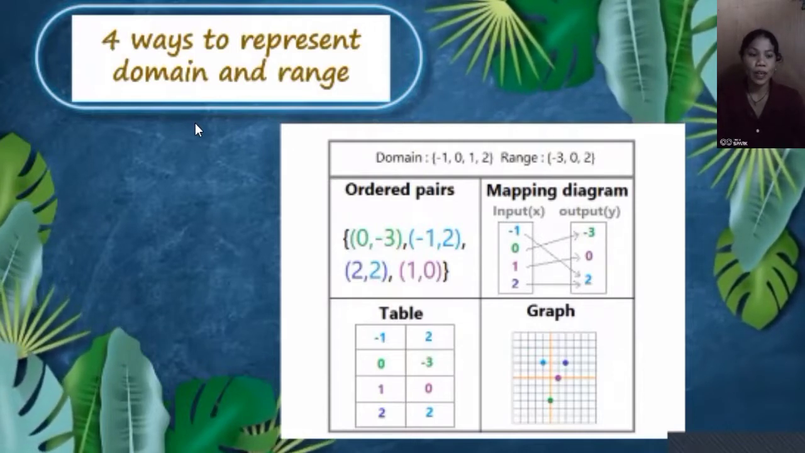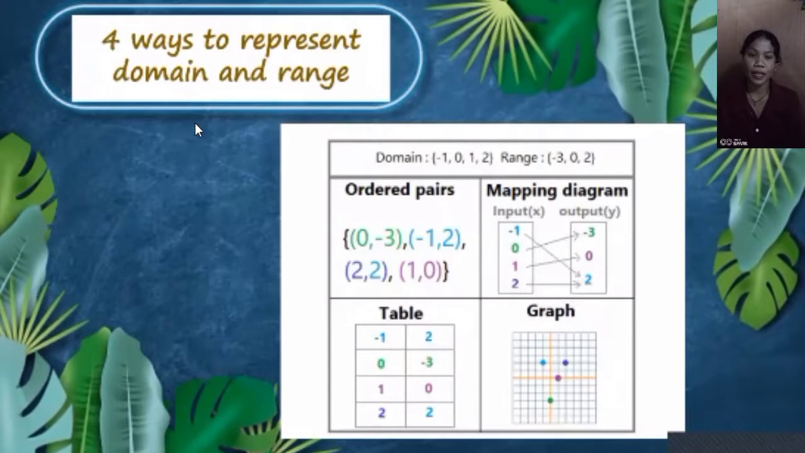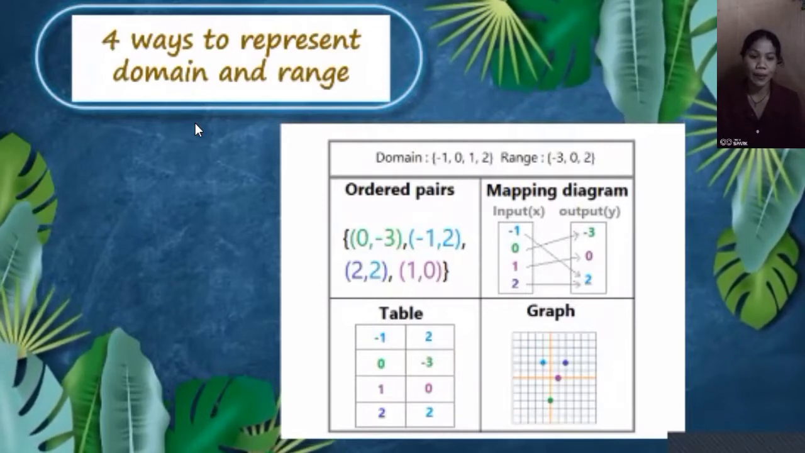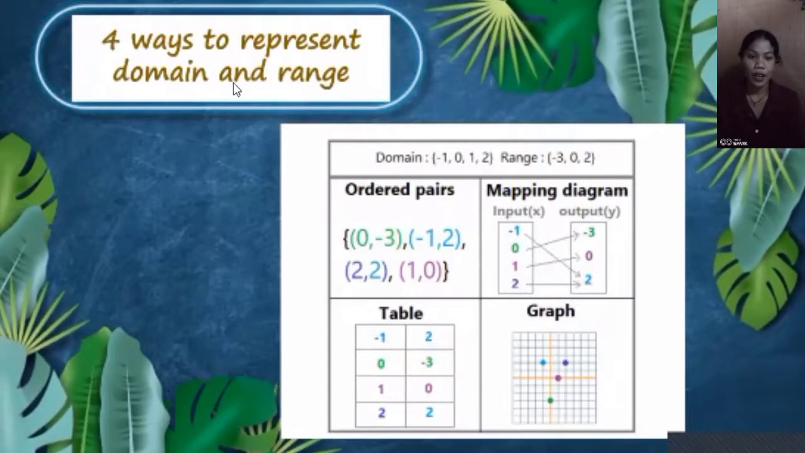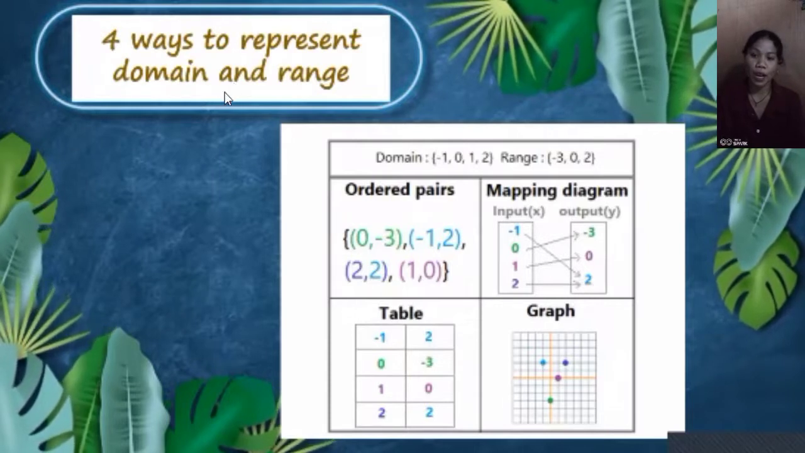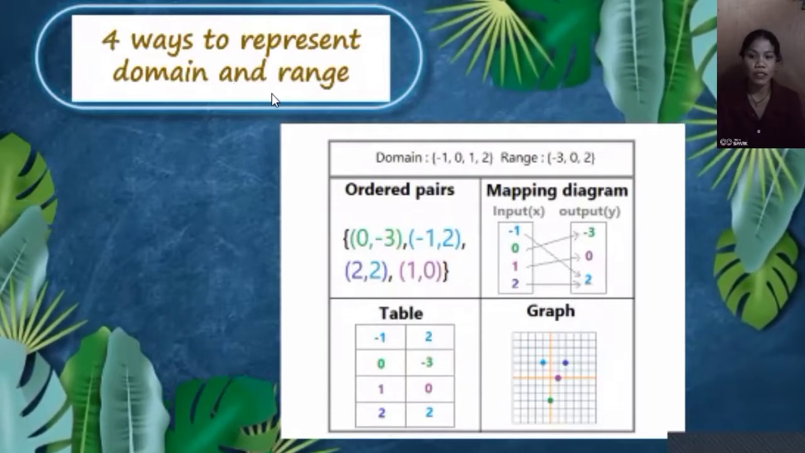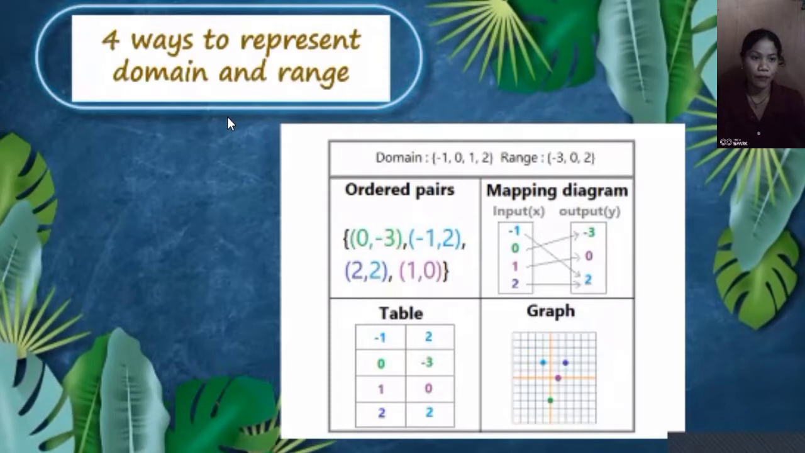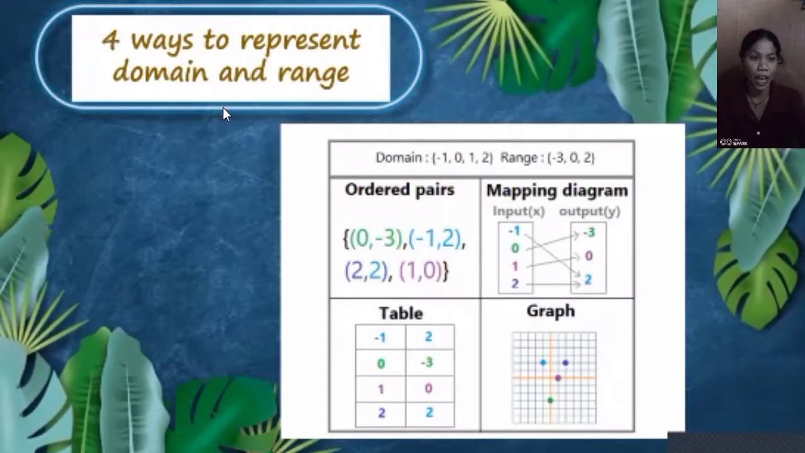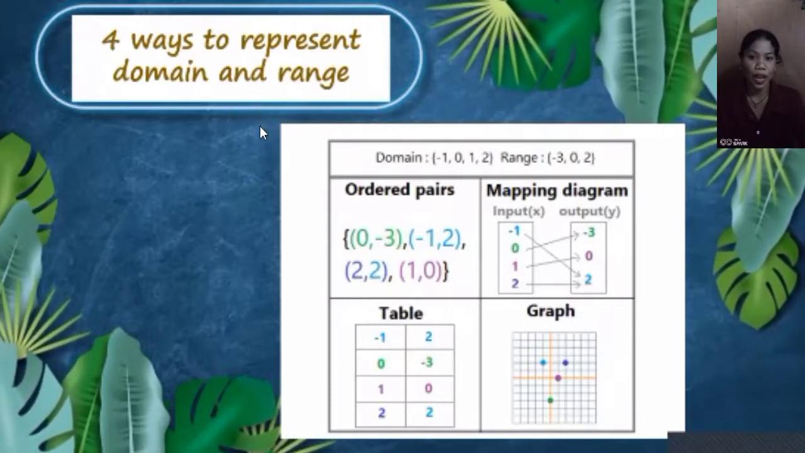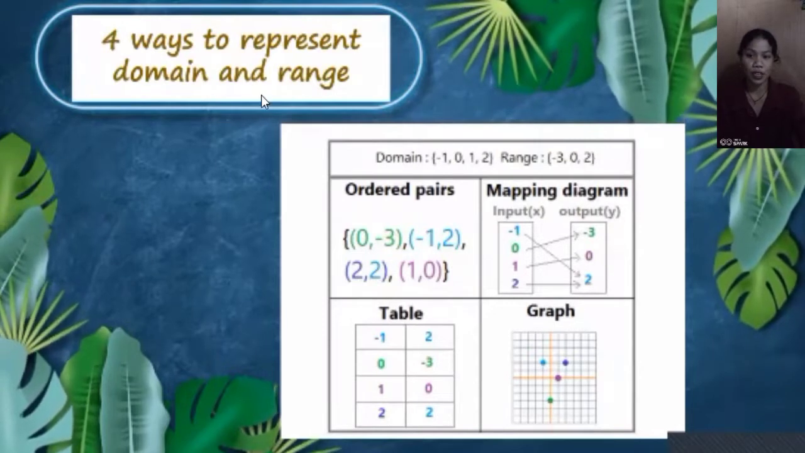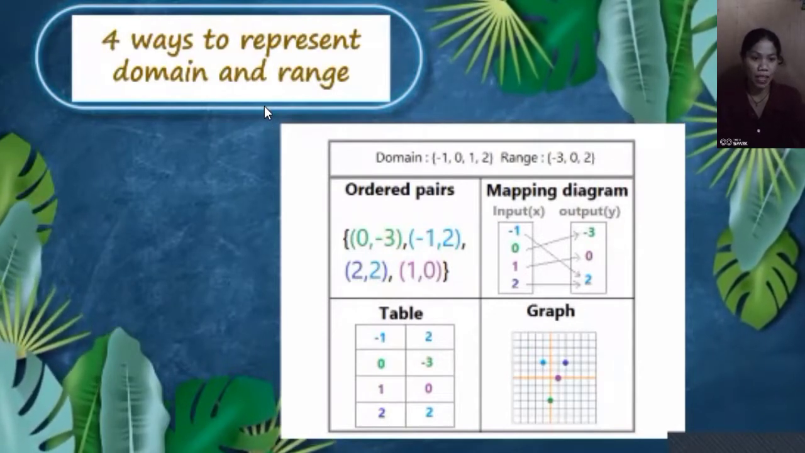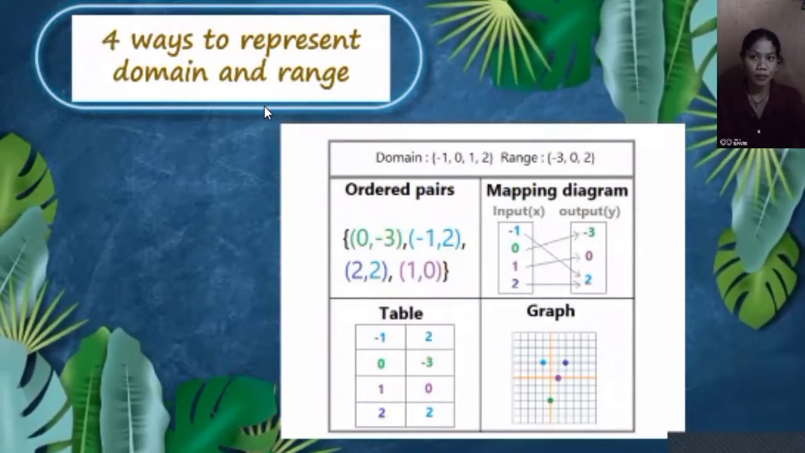So when writing the domain and the range, it is very important that we list them in numerical order. Finally, we notice that we put the x values in the domain on the left. The domain is on the left, while the range is on the right of the mapping table. So this is a table.